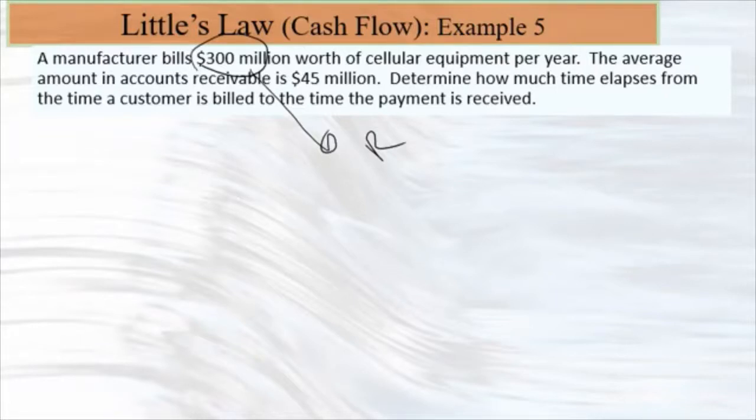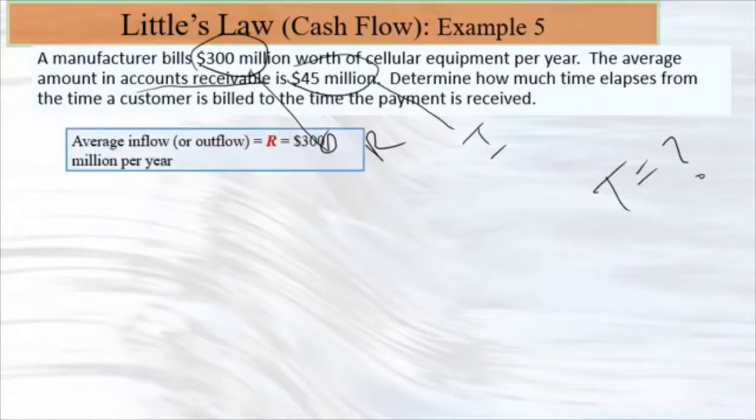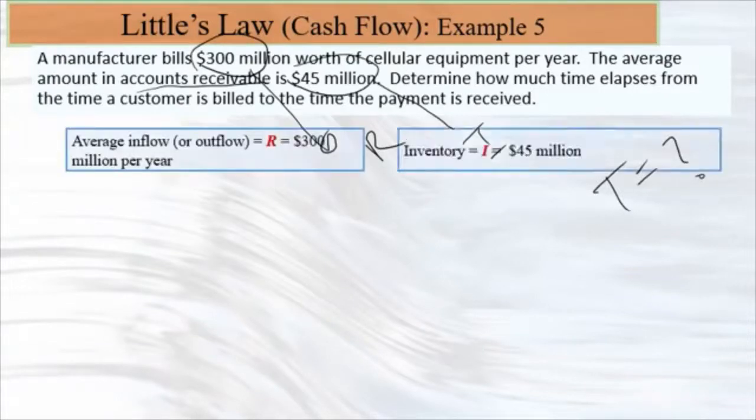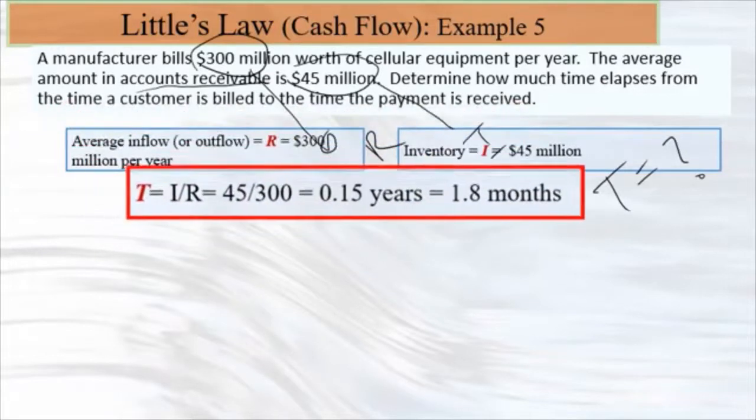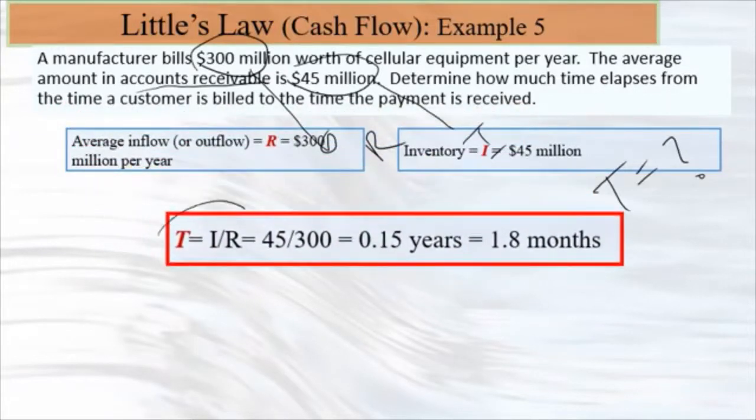The average amount in accounts receivable is going to be I, inventory. How much time elapses from the time customers are billed? So they're looking for T. This is what they're looking for in this question. So we know what R is, we know what I is, and then we just calculate T using, again, the Little's Law equation. Little's Law is going to allow us to do so many different problems.